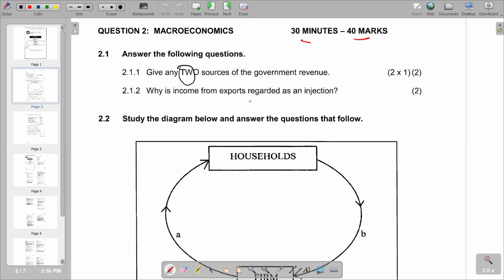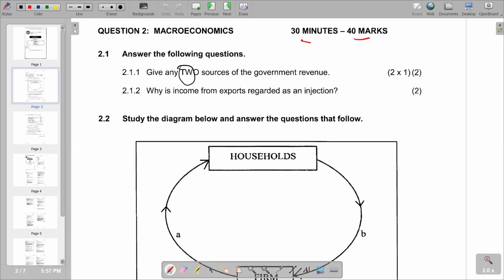Why is income from exports regarded as an injection? So obviously, in the circular flow model, we are going to have injections and withdrawals. When we've got injections, these are just additions of income in the circular flow. And when there are withdrawals, it becomes the opposite. They are subtractions that are taking place in the circular flow. In other words, we are taking income outside the circular flow by withdrawing.